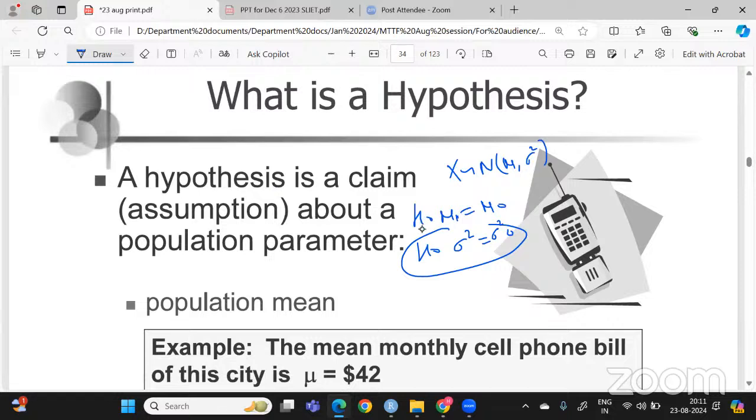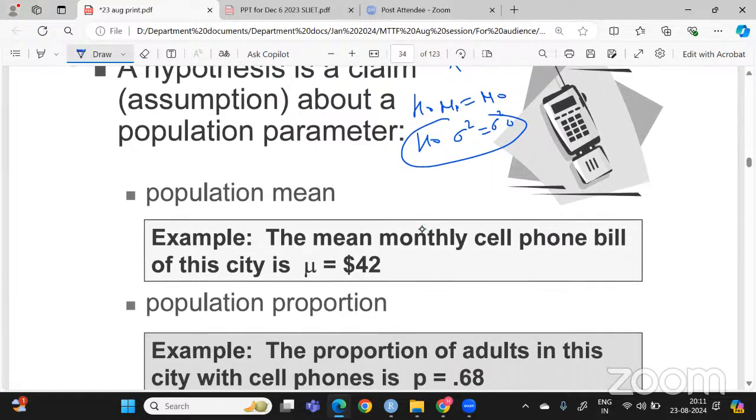There is one example you can see. The mean monthly cell phone bill of the city is equal to $42. So they are giving one statement: the mean monthly cell phone bill of the city is given as $42. It means we are saying that on average in that particular city, the expenditure is $42. So this is one statement. We have to cross-check whether this mean is not equal to 42. It can be greater than 42, or it can be less than 42.